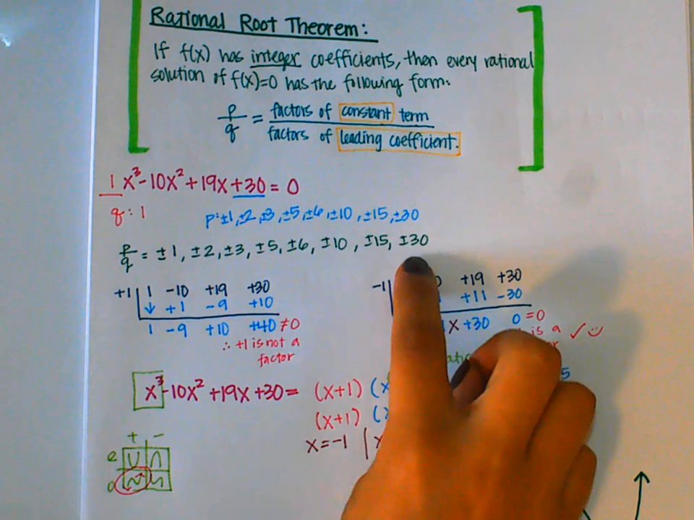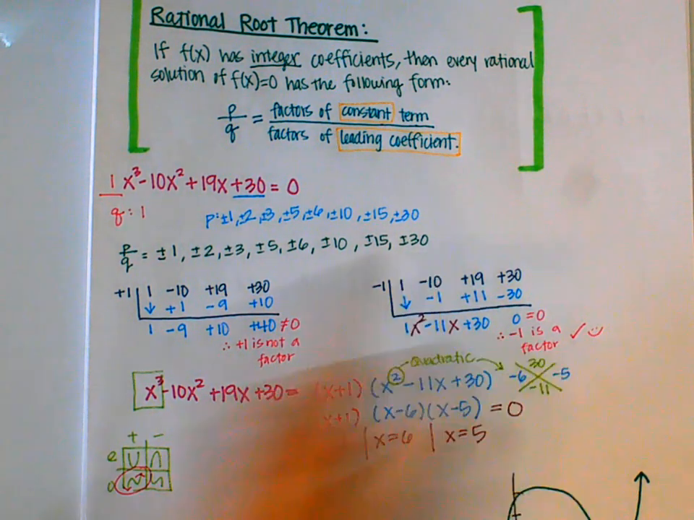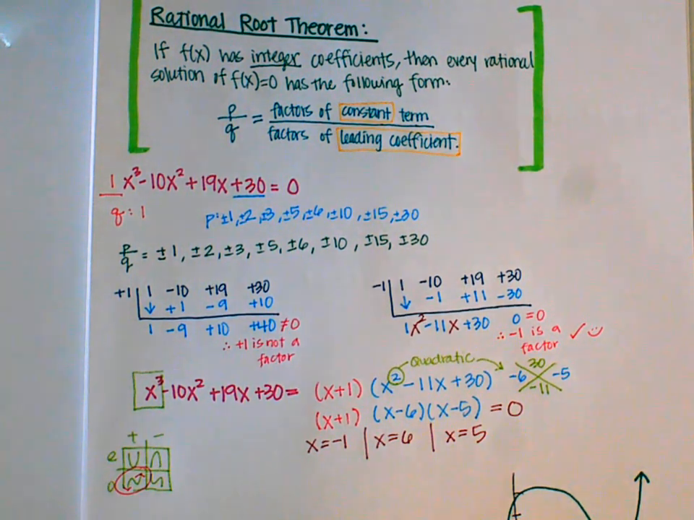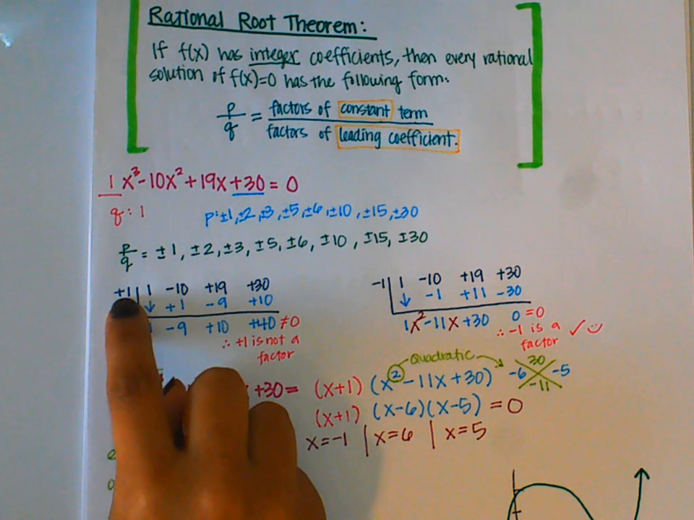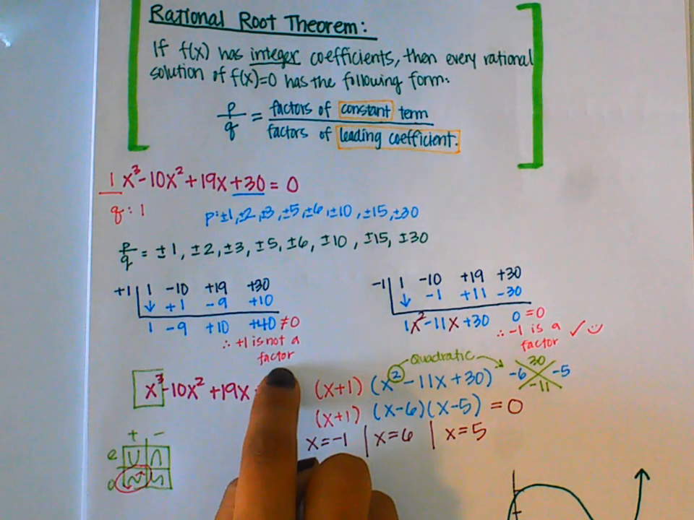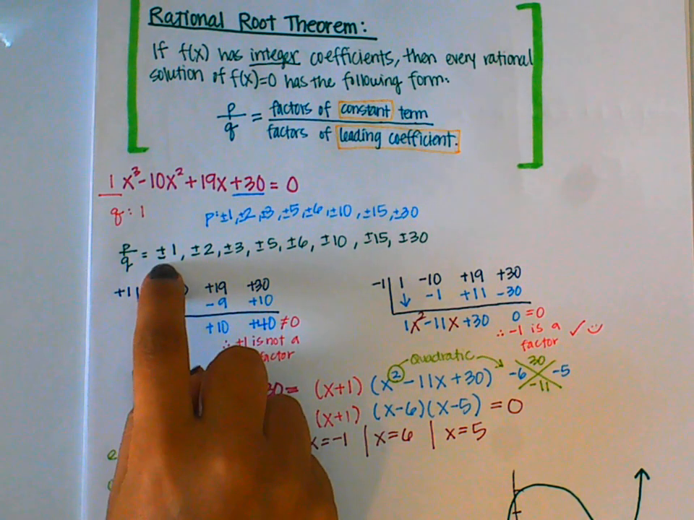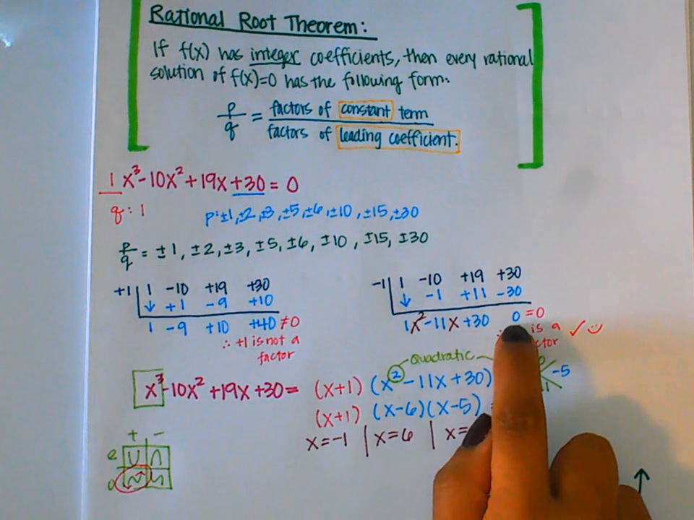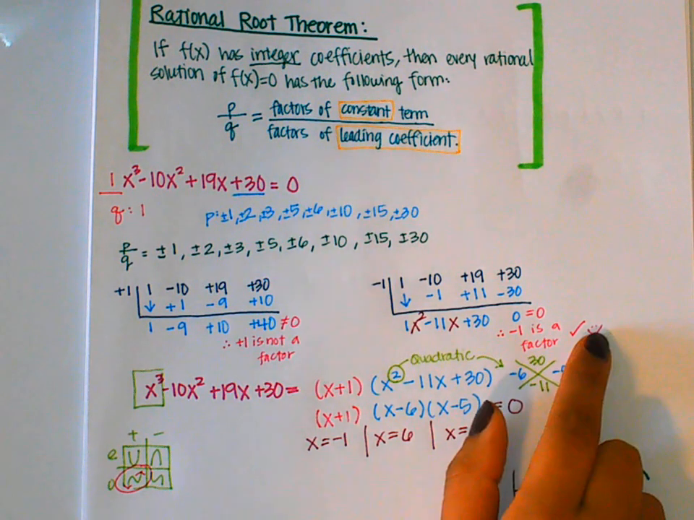Once you've listed all of your possibilities, you're going to start picking some random ones and testing them out. Here I first started with a positive 1. I saw that my remainder was not 0, therefore it is not a factor. I then tried negative 1. I saw that my remainder was 0, therefore it is a factor, and I was happy.